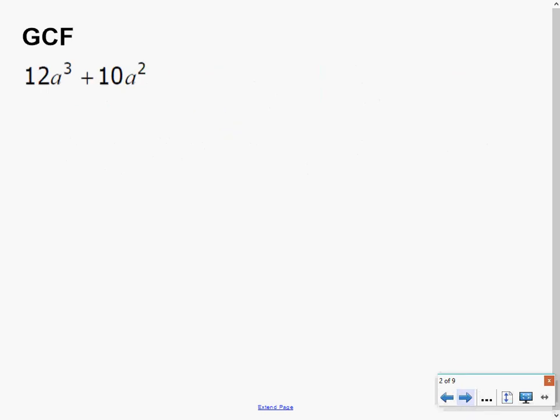Okay, so let's start with the GCF. We're going to still see GCFs. We're looking for the greatest common factor between our terms. In this case, that GCF would be 2a squared. And we're going to be left over with 6a plus 5. Okay, so nice, easy one. We're going to continue looking for GCFs pretty regularly when we're factoring these higher degree polynomials.